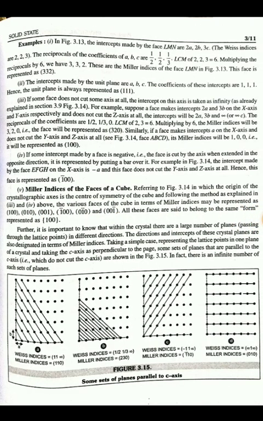Examples: in the figure, the intercepts made by face LMN are 2a, 2b, 3c. The Weiss indices are 2, 2, 3. The reciprocals of the coefficients of a, b, c are 1/2, 1/2, 1/3. LCM of 2, 2, 3 is equal to 6. Multiplying the reciprocals by 6, we have 3, 3, 2. These are the Miller indices of the face LMN in the figure. This face is represented as (332).